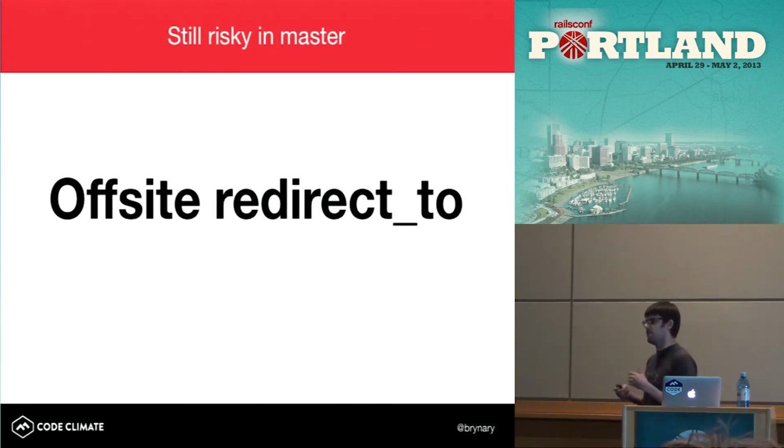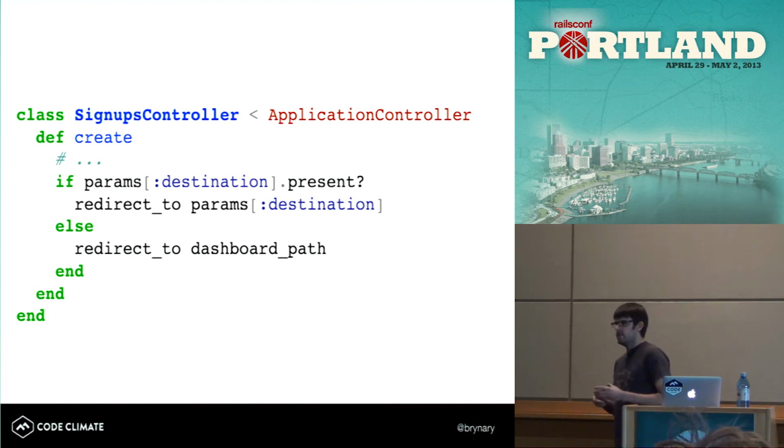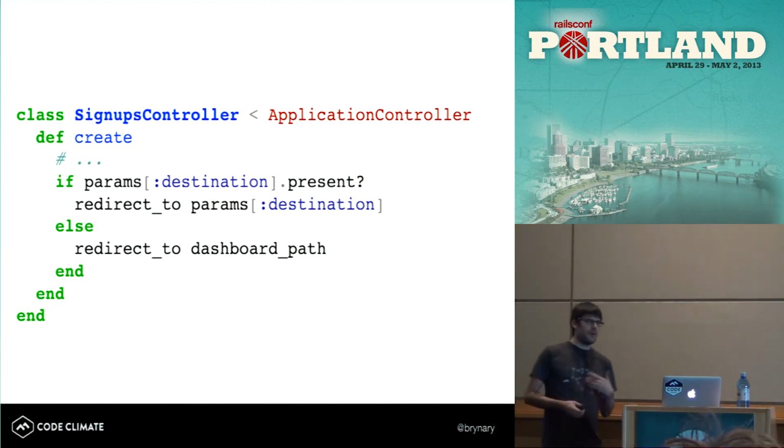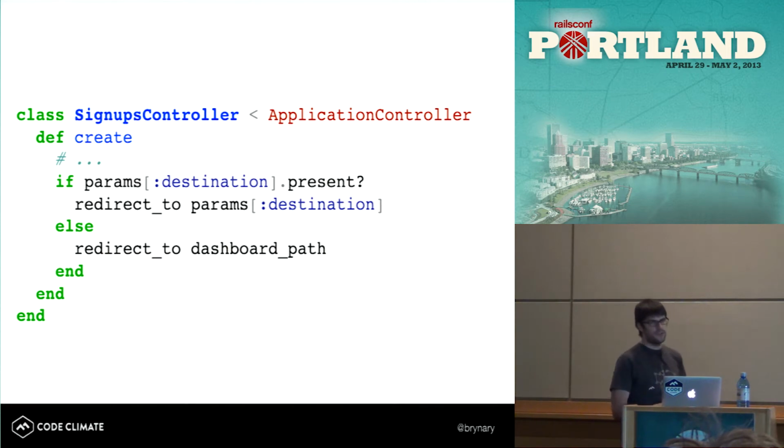So Rails is in the place to provide an API. OK, offsite redirect_to. You've seen code like this before? This is a signups controller. And after you sign up, it's going to direct you to a particular destination, maybe back to where you were after you sign up. So you have a params[:destination], and you redirect somebody back.